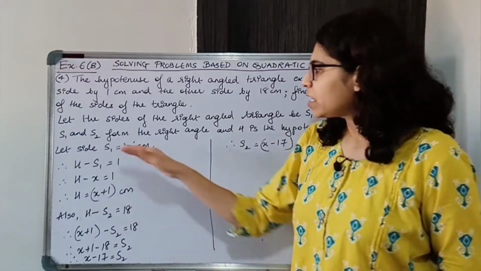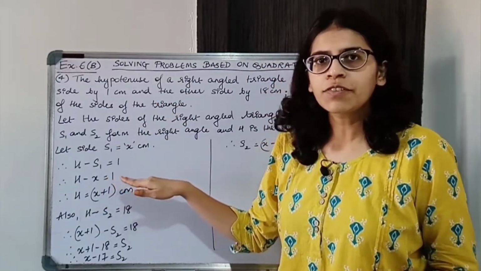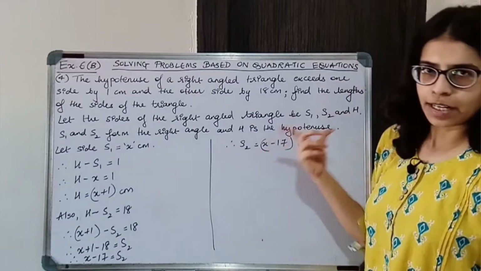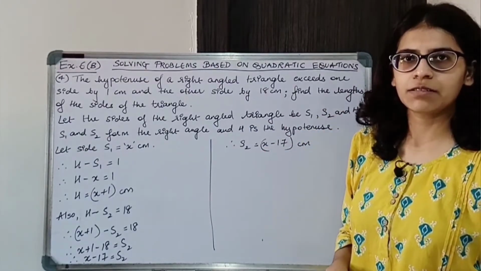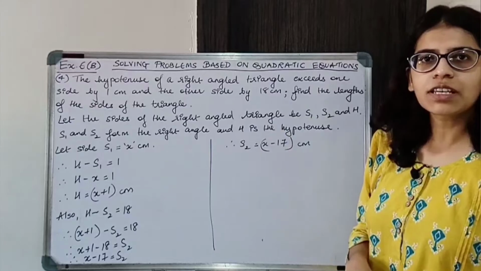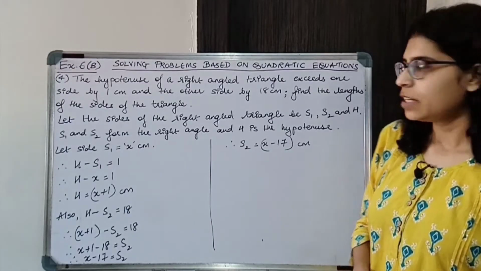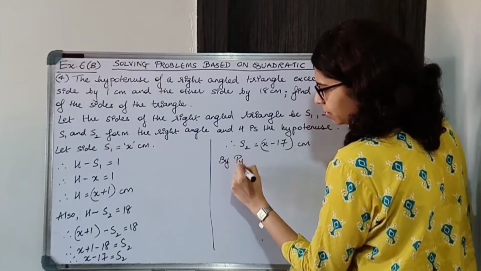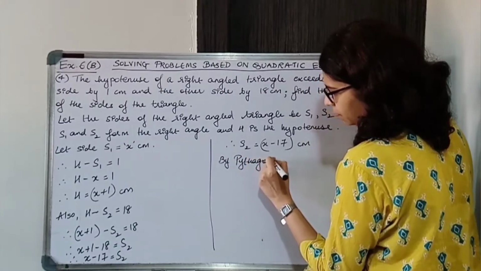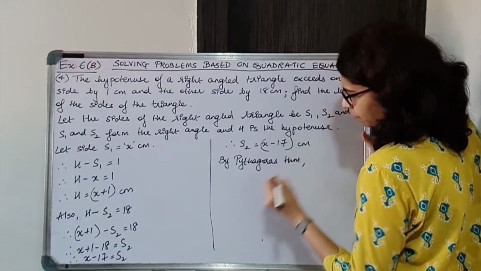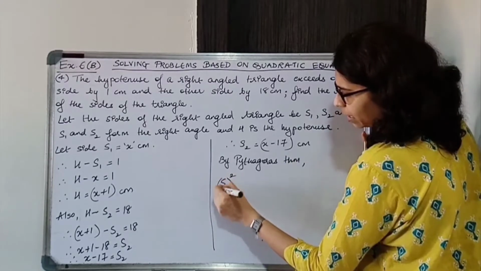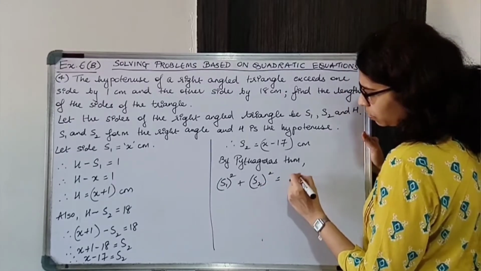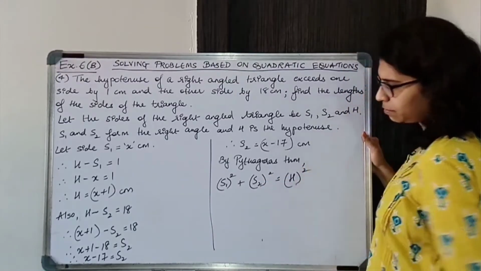Okay, so S1 say we got h in terms of x, and from h we got S2 in terms of x. So we'll get S2 is x minus 17 centimeter. Now no condition is given, so what we'll do? Pythagoras theorem. So by Pythagoras theorem, s1 square plus s2 square is equal to hypotenuse square.